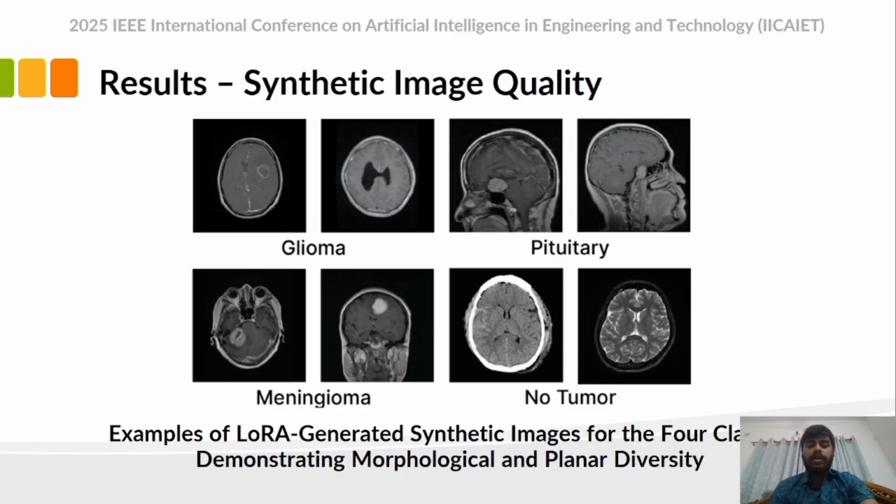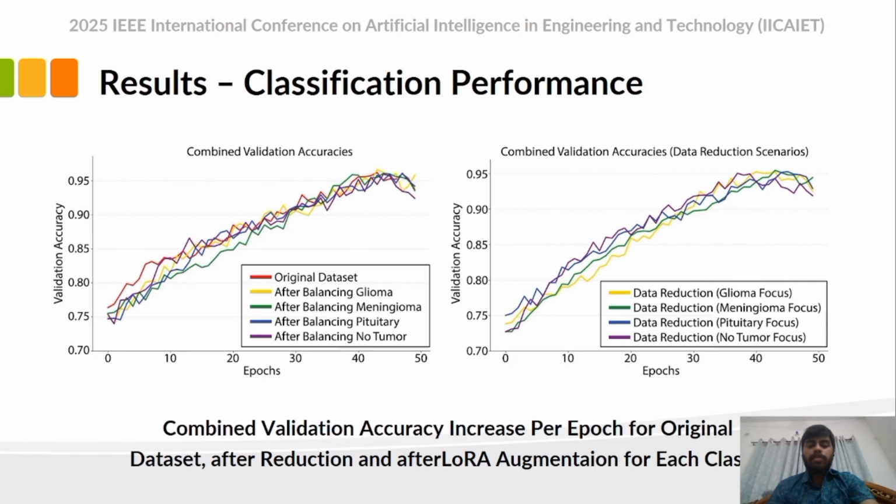Most importantly, our experiment showed a clear improvement. The graph showed when we removed data from one class, the model's peak accuracy went down. But after the adding of our new LoRA-generated images, the peak accuracy went right back up to its original high level.